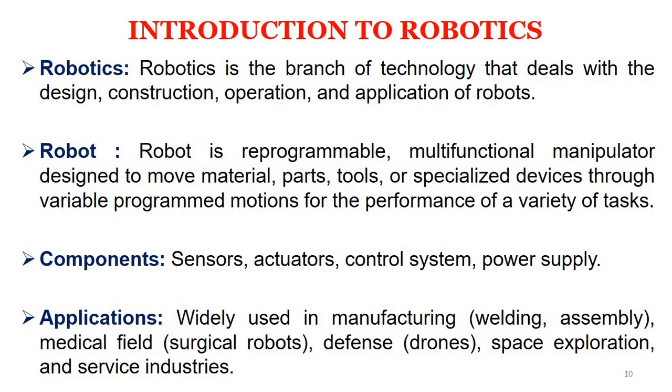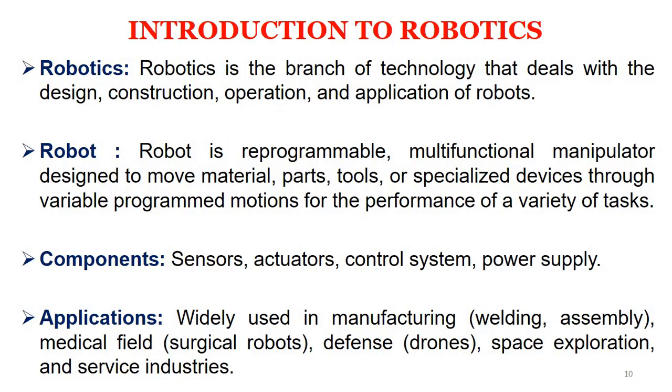A robot is a programmable multifunctional manipulator designed to move material, parts, tools, and specialized devices through variable programmed motions for the performance of a variety of tasks. So a robot is a programmable manipulator that performs many different tasks. It can be used in very hazardous places, and sometimes we use robots for accuracy. It is reprogrammable: once we change the program, the robot performs the task accordingly.